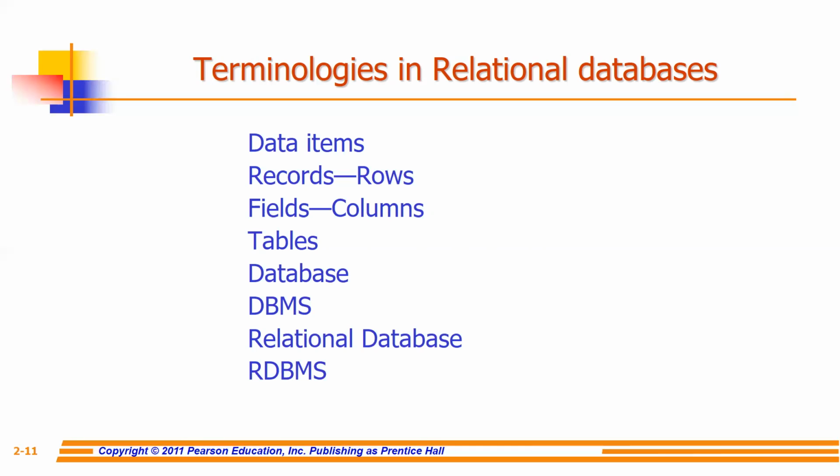What is a database? A database is a collection of related tables. Suppose in a company, we have a product table, and we may have a customer table, an employee table, and an inventory table. All these tables are related to one company. If these tables are related, they form a database.